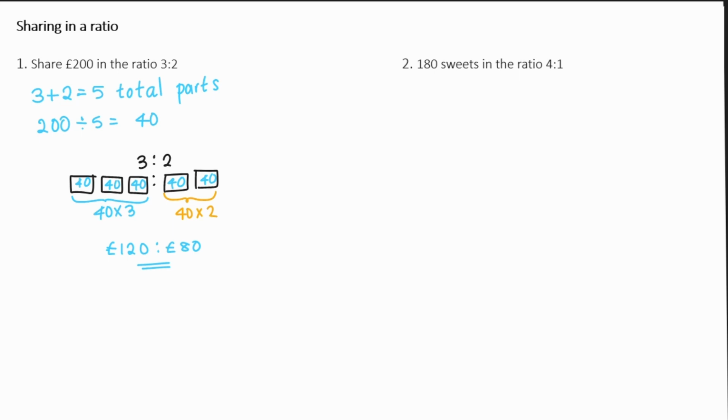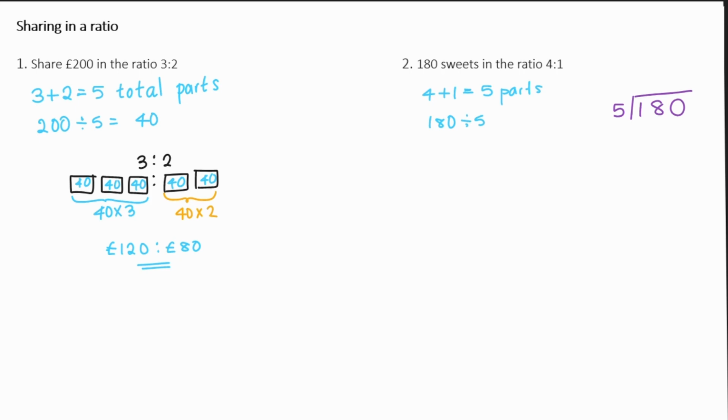For number 2, we have to share 180 sweets in the ratio 4 to 1. So first we are going to find the total parts, which will be 5 total parts. And because we are sharing 180 sweets, we are going to have to do 180 divided by 5. We can work this out.